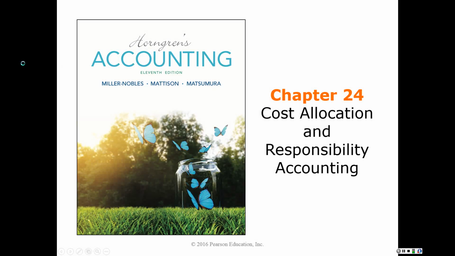Chapter 24, Cost Allocation and Responsibility Accounting, are the topics we're looking at here. We're actually going to look at a little more detail in cost allocation about how to allocate those indirect costs to our production that we have been talking about before. We're going to look at some detailed calculations for those overhead application rates, along with a new topic, responsibility accounting.